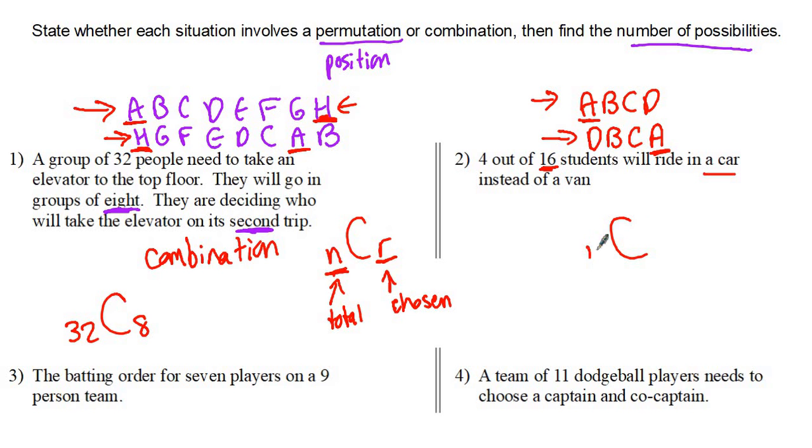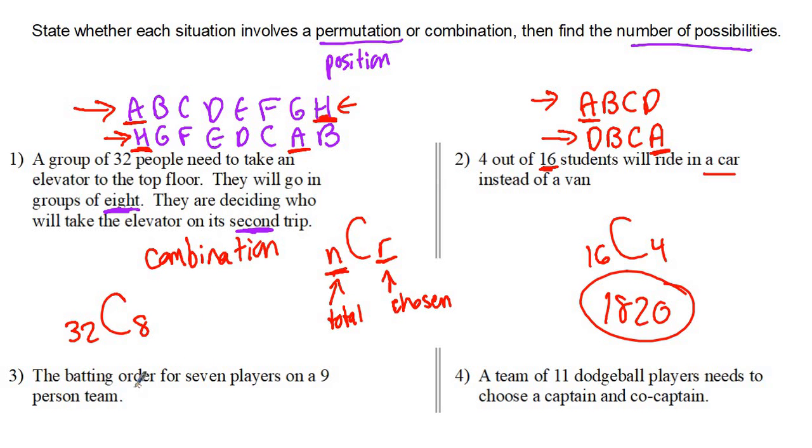We have 16 people, and we're choosing 4 of them. So 16 choose 4. And we put that in a calculator. Calculator's acting up, so I'm going to do it off the screen. But if you do 16C4 in the calculator, you end up getting this number right here. It turns out to be 1,820 possibilities.